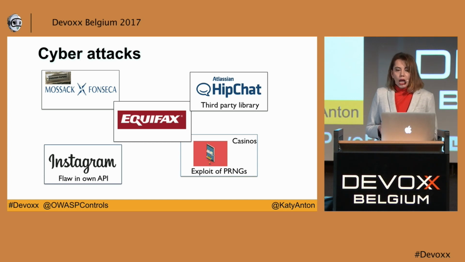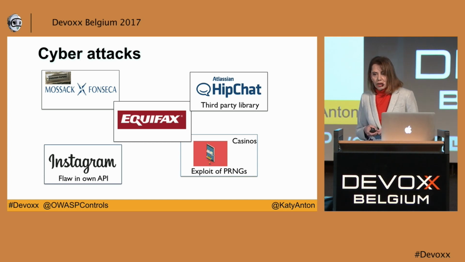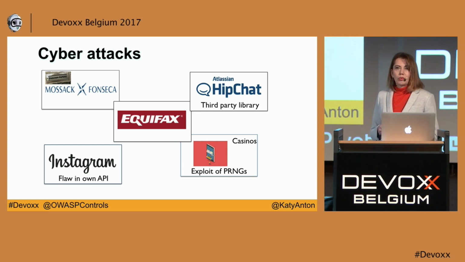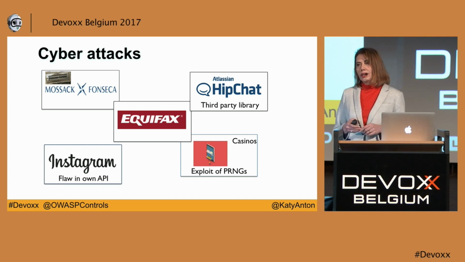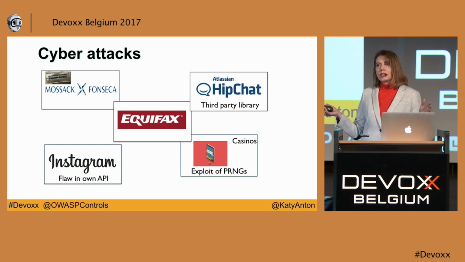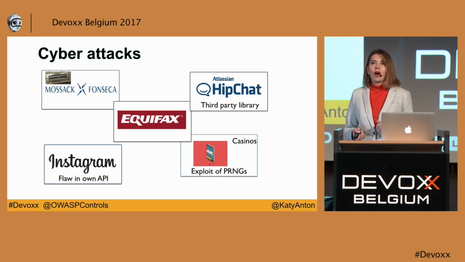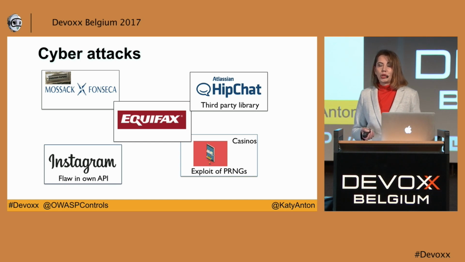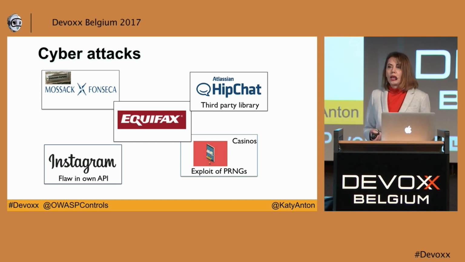And the latest one, Equifax, which has leaked data of millions and millions of people around the world. All of these breaches have in common the fact that they were breaches due to vulnerabilities in the software, and they happen at the application layer.